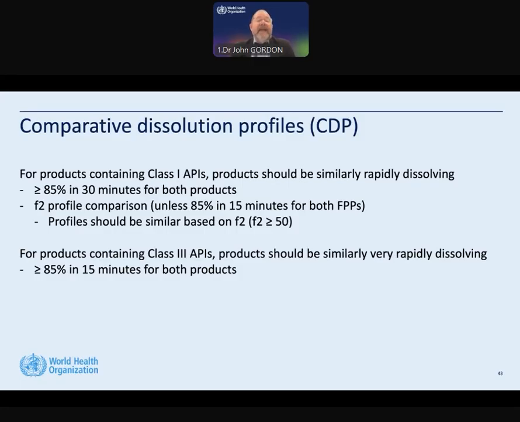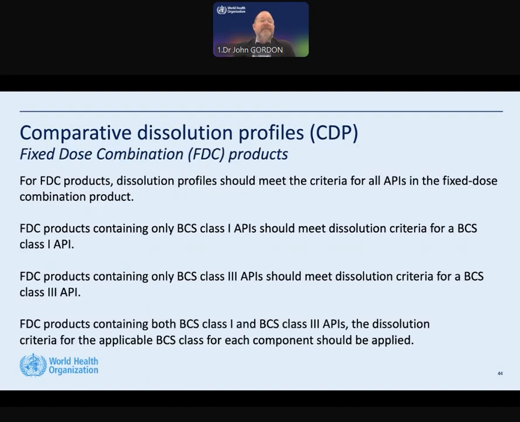For products containing class 3 APIs, the requirements are stricter. Both products need to be similarly very rapidly dissolving. That is, both products need to show 85% dissolution or more within 15 minutes in order to be eligible for a BCS-based biowaiver. FDCs, again, the same principles are applied as applied for monocomponent products.